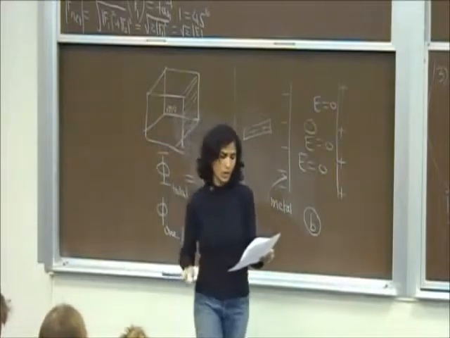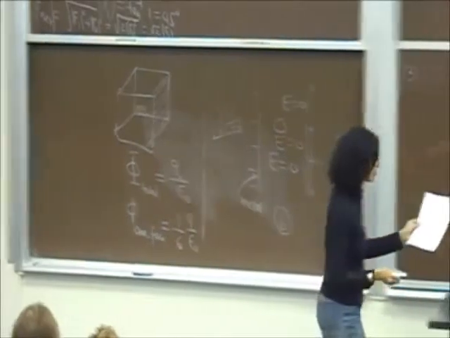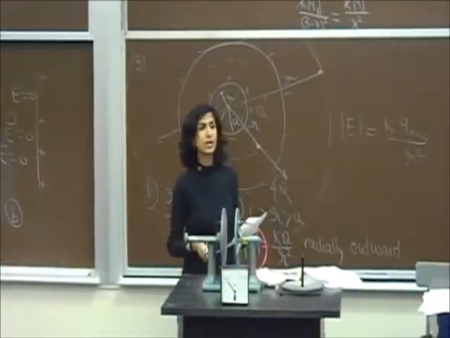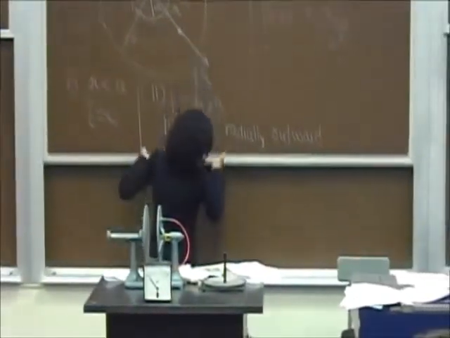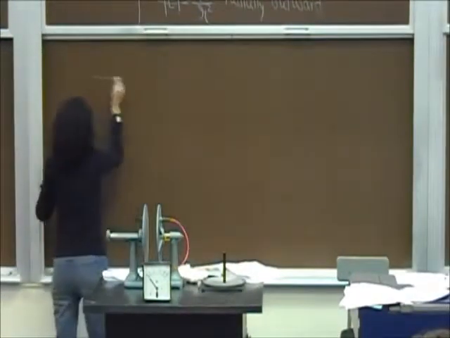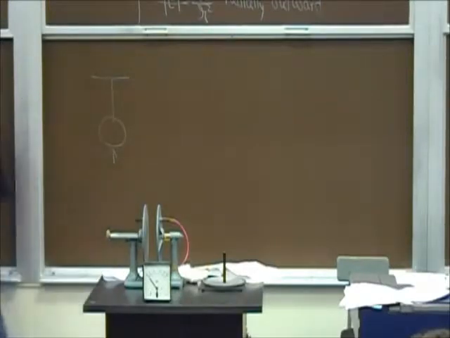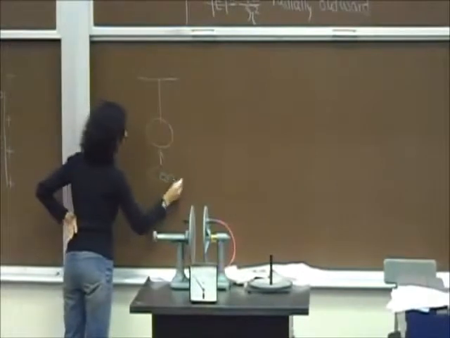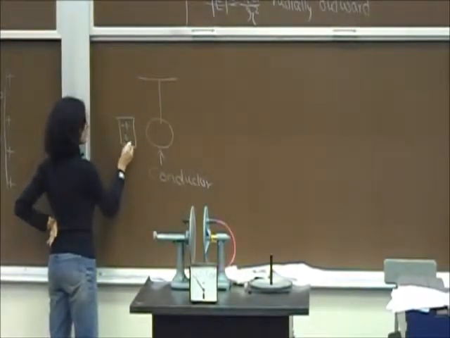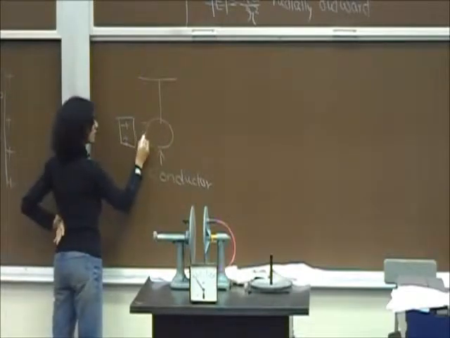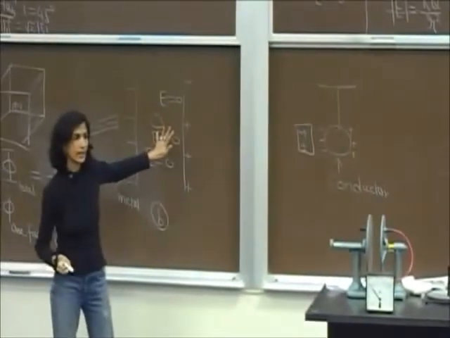Okay, question 2. Question 2 was asking you about a case where you ground a conductor versus when you don't ground a conductor. What is the difference between the two cases? So you have some conductor like this. This is a conductor, or metal, and you bring some charged thing here, right? What will you do here? You'll induce negatives here and positives here, exactly like this, right?